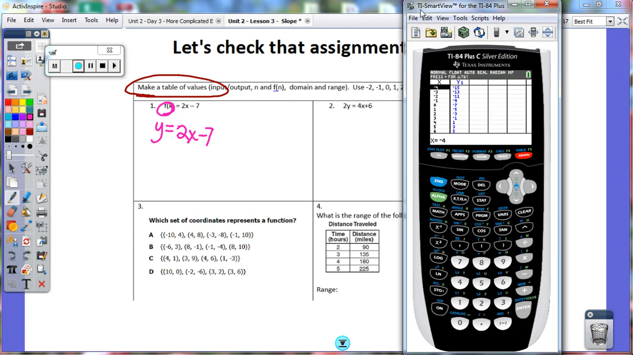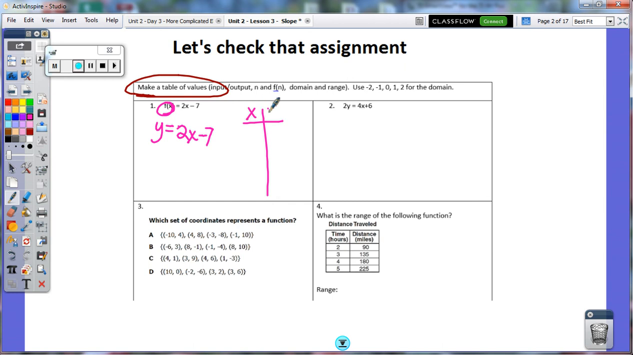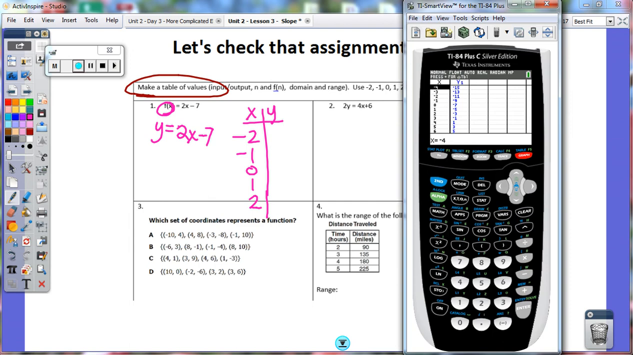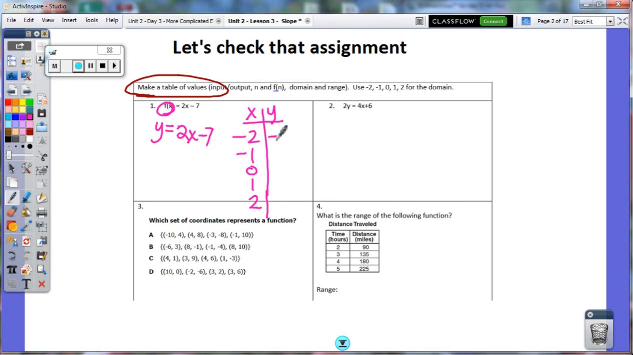Now, guys, my directions say use -2, -1, 0, 1, and 2 for my input-output table. So I am going to make an input-output table with those exact same values because I have to follow those directions. Once I have those values, I'm looking in my calculator and thinking, what's across from the -2? Guys, find your -2 in your x column, and across from it you've got a -11. Then you've got a -9. And I'm going to let you guys fill the rest of it in.